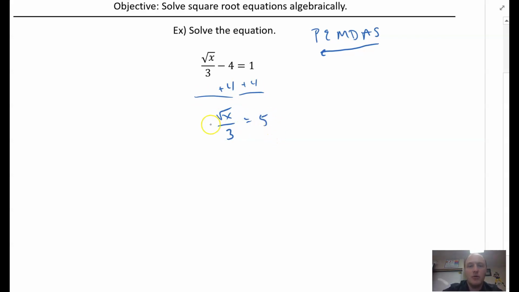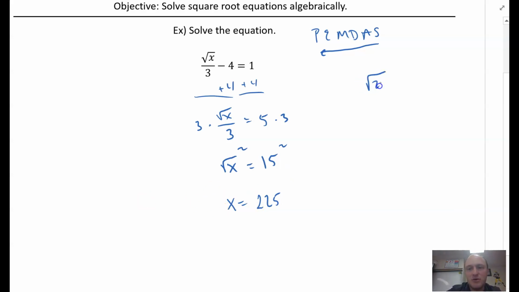We'll go ahead and multiply each side by 3. We get root x is equal to 15. And then we'll go ahead and square both sides, and we get x is equal to, I believe that's 225. I was right. 225. Okay, and then again, just double check it.